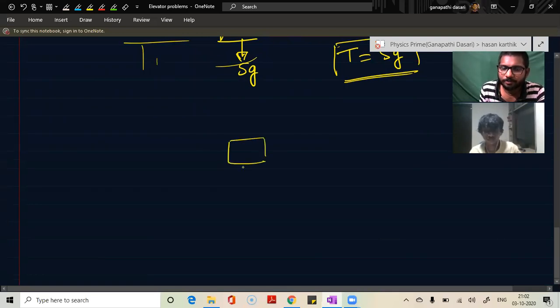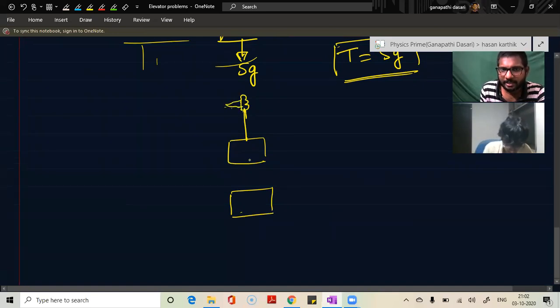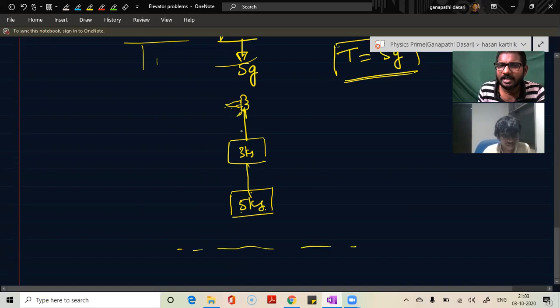Now you solve this problem. By keeping your hand, you're taking this upwards. This is 3 kg. This is 5 kg. Like this, you are balancing. Just it is at rest. The entire system is at rest.